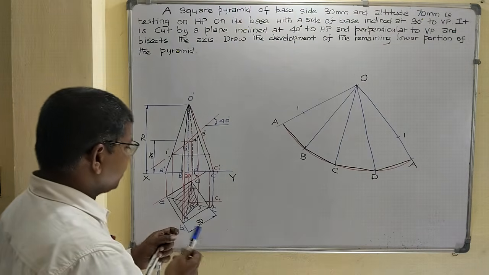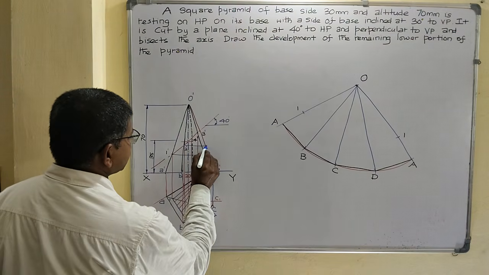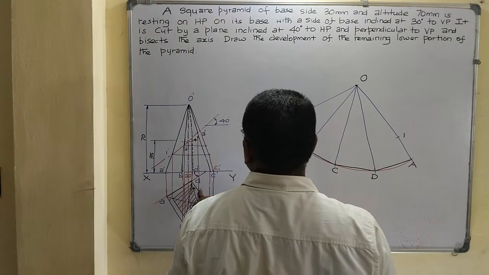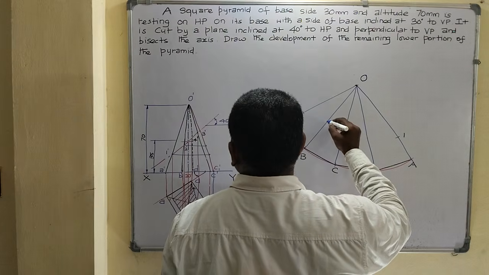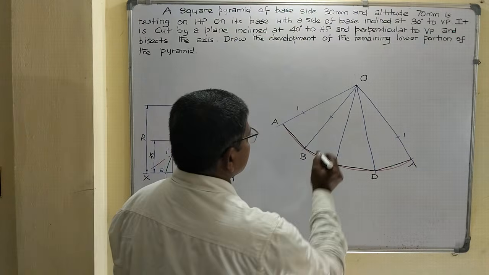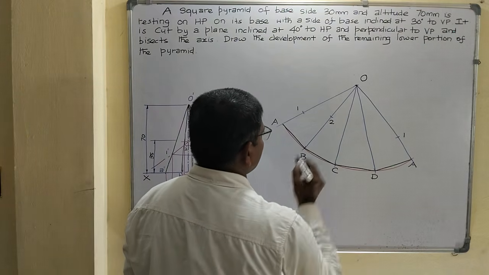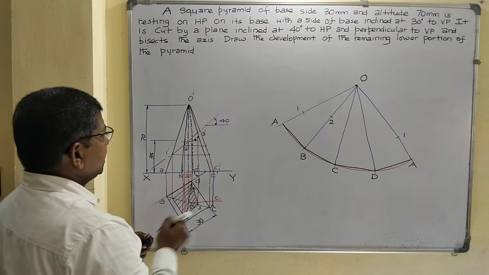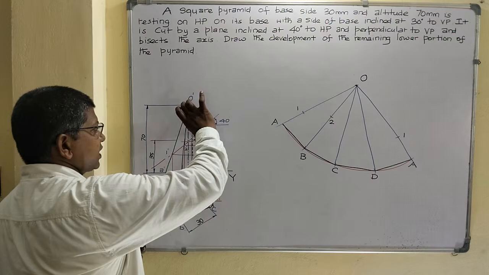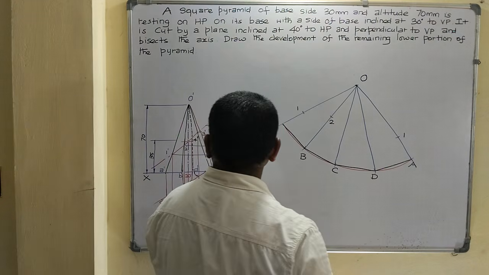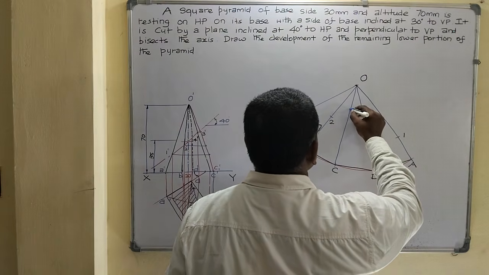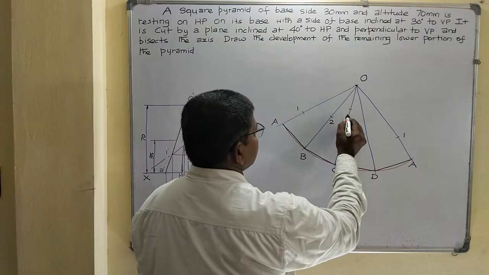And then next, draw a horizontal line from 2 dash to the true slant edge. Take the distance from O dash as radius. Draw the arc at the slant edge, point 2 on OB. Mark the point 2. And then next point 3. Draw a horizontal line from point 3 dash to the true slant edge. Take the distance from O dash to this cutting point as radius. Draw the arc at slant edge OC. Mark the point 3.